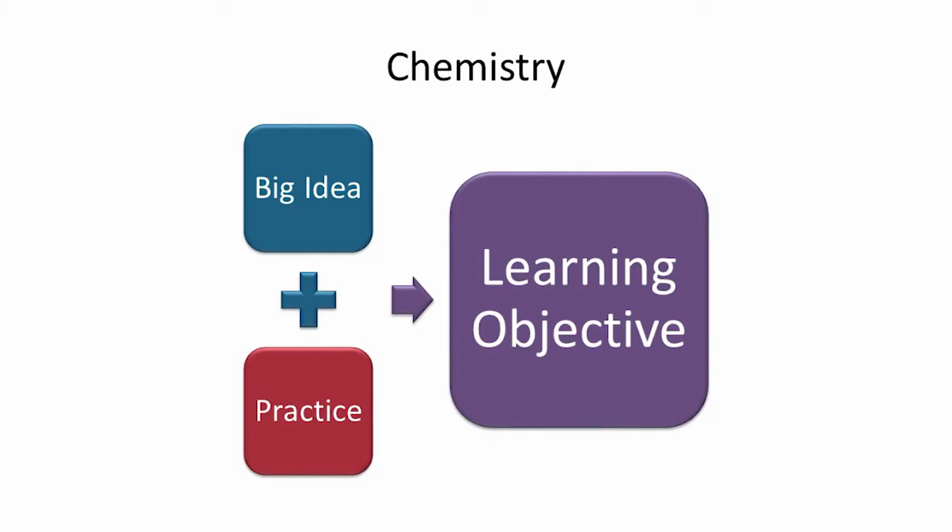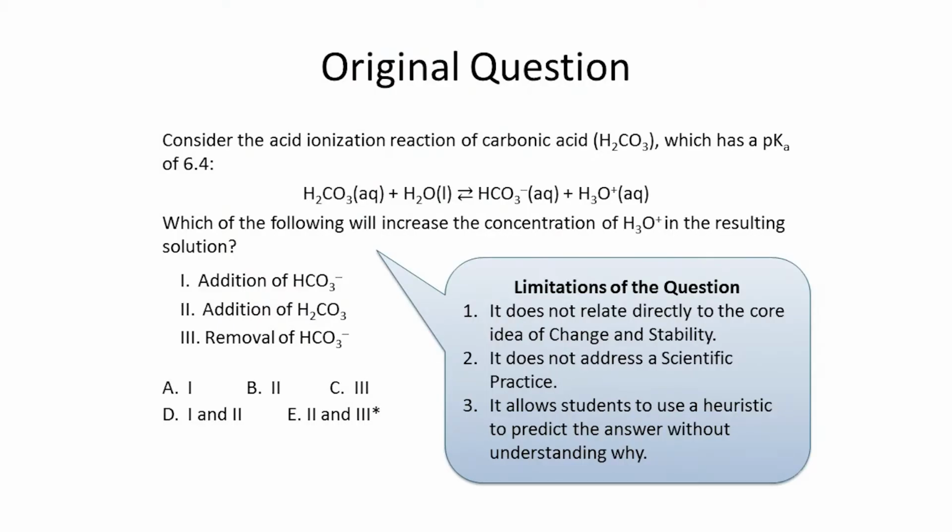Okay, so back to a chemistry example. This is going to take a slightly different approach to writing three-dimensional questions. I'm going to start with an existing question because it's often fruitful to start with what you already have. This is a typical question from general chemistry. We have an acid ionization reaction of carbonic acid, and the student would be asked to predict what perturbation would cause an increase in the hydronium ion concentration.